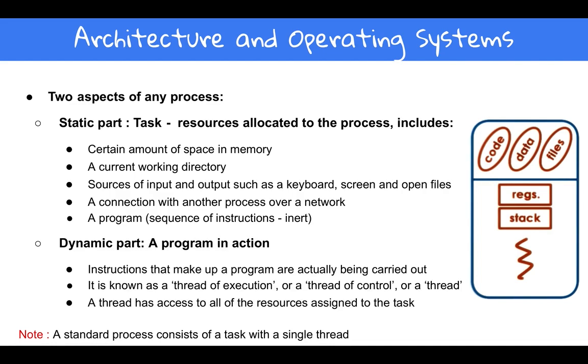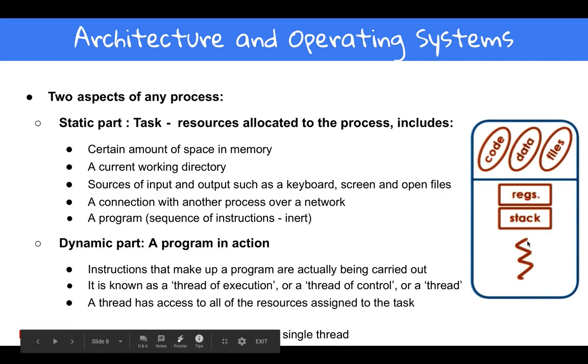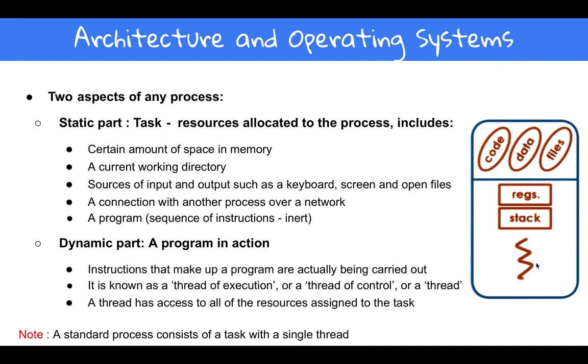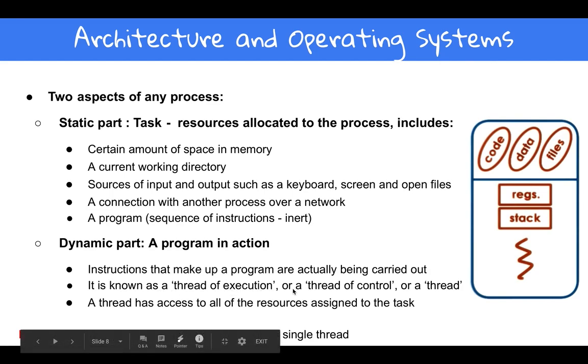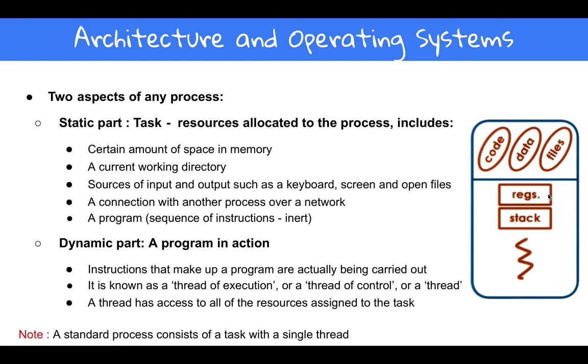Not only that, we've got dynamic part. As you see, that's a good sign for the dynamic part. Dynamic part is the part of the process that run the program, execute the program. Instructions that make up a program are actually being carried out. And what is it called? It's known as thread of execution, thread of control, or simply thread. So this thread has access to all the information for this process here and run the program.